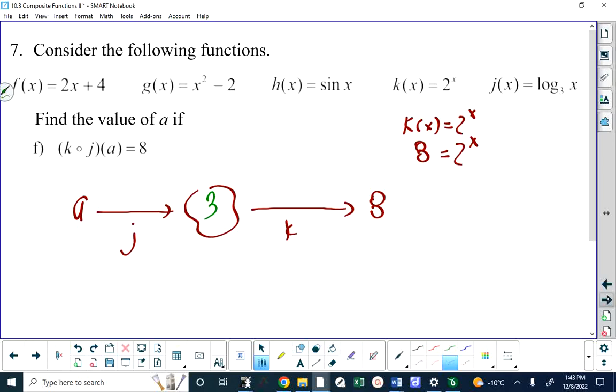If A feeds into J giving us 3, and J is log base 3 of x, then that means that 3 is coming out of log base 3 of x. And that also is pretty easy to figure out. It's 27, because written in exponential form, this gives you 27. Right.